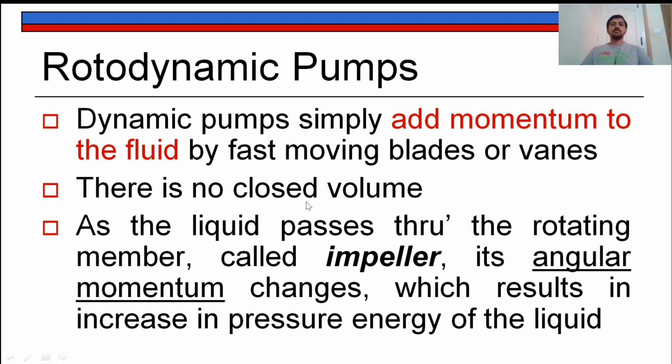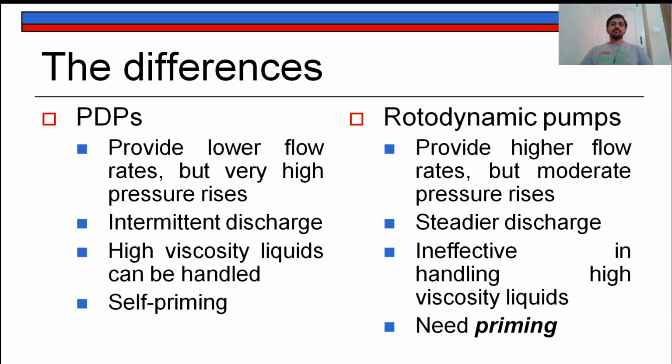As the liquid passes through the rotating member, called the impeller, the rotating member in a rotodynamic pump or dynamic pump is called an impeller. The counterpart of the impeller in a turbine is a rotor. Its angular momentum changes, which results in an increase in pressure. So as I mentioned, the rotation of the impeller will be imparting momentum to the incoming fluid, and it will get pressurized. So these are the differences.